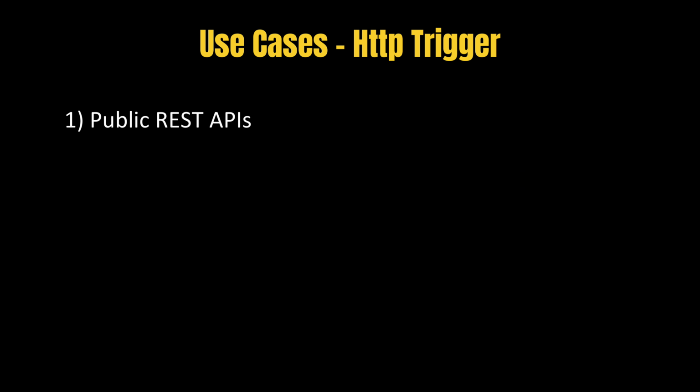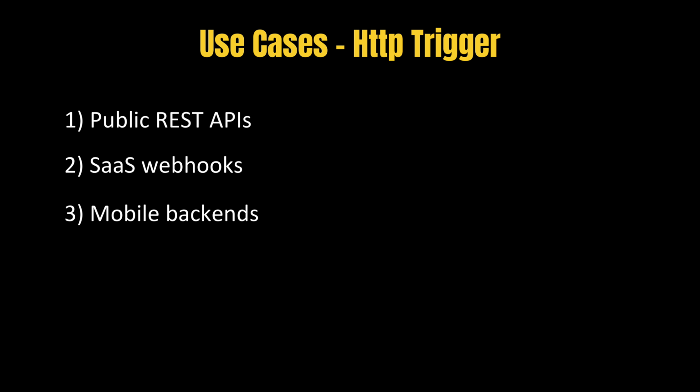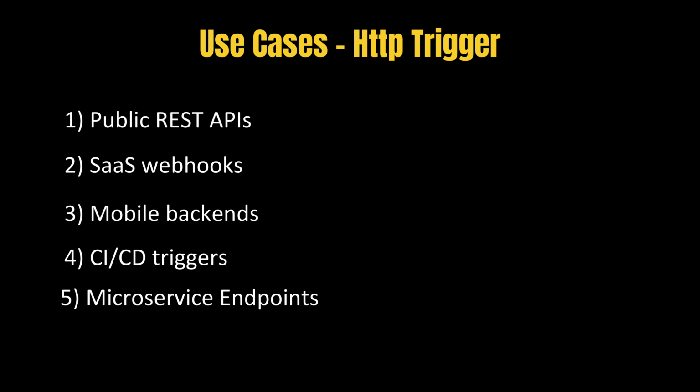So the use cases could be public REST APIs, SaaS webhooks, mobile backends, CI/CD triggers, microservice endpoints, form or data processing, lightweight API gateway, chatbots. Let's move on to the third trigger, which is file upload automation.